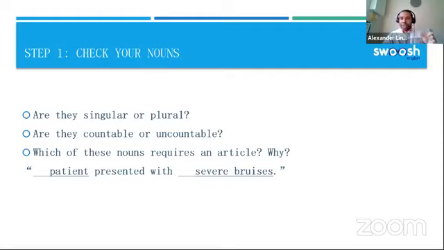Check your nouns. Are they singular? Are they plural? Are they countable? Are they uncountable? And also, are you mentioning something for the first time or the second time? Is it something which is specific, or is it something which is general? So obviously, there's quite a bit of information in here, so do make sure that you review this if there's anything that you are unclear about.